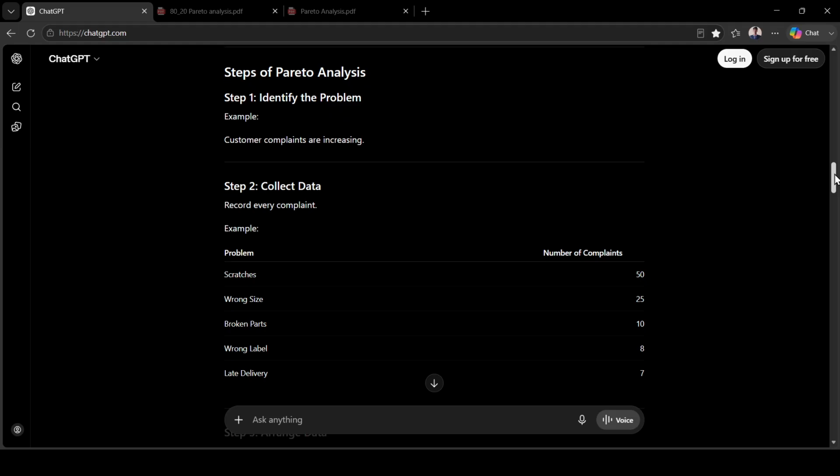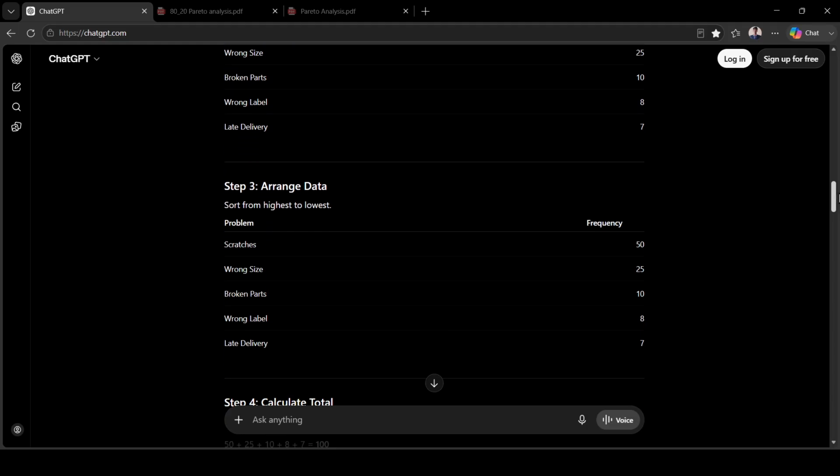Step one, identify the problem. Example: customer complaints are increasing. Step two, collect the data. Record every complaint. The problems are scratches, number of complaints 50; wrong size 25; broken parts 10; wrong label 8; late delivery 7. Step three, arrange the data, sorting from highest to lowest: scratches 50, wrong size 25, broken parts 10, wrong label 8, and late delivery 7.